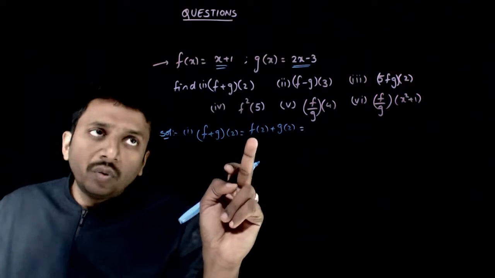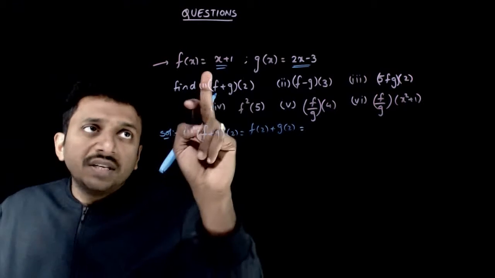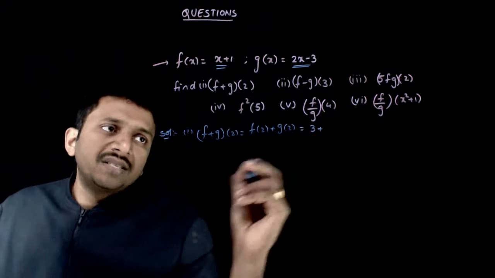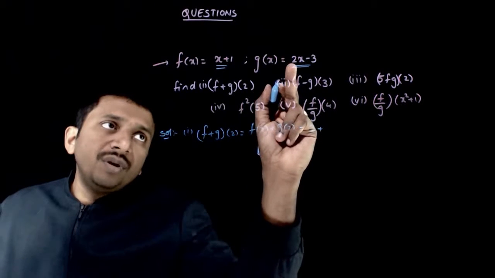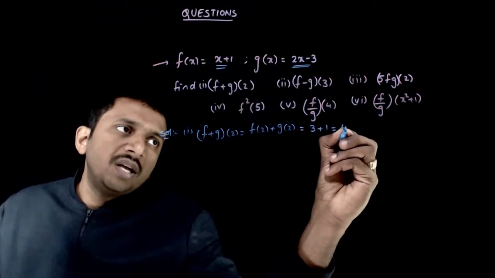f of 2 is nothing but the number that you get by putting x is equal to 2 in f of x. That is 2 plus 1, 3, plus. What is g of 2? g of 2 is 2 into 2 minus 3. This 4 minus 3 is 1, which is equal to 4.